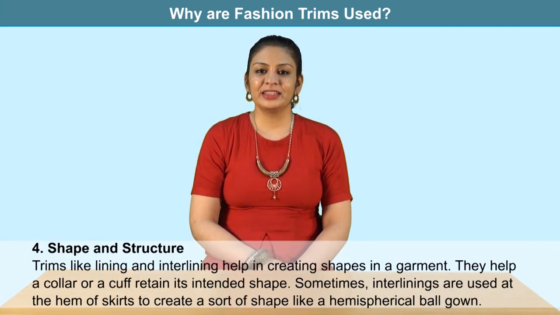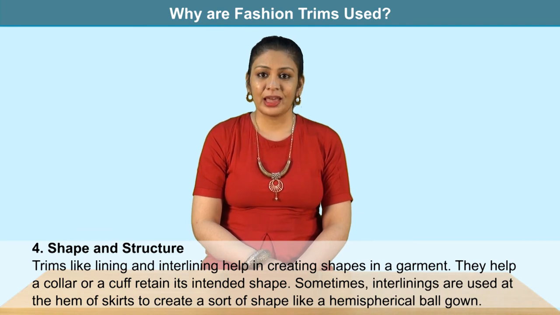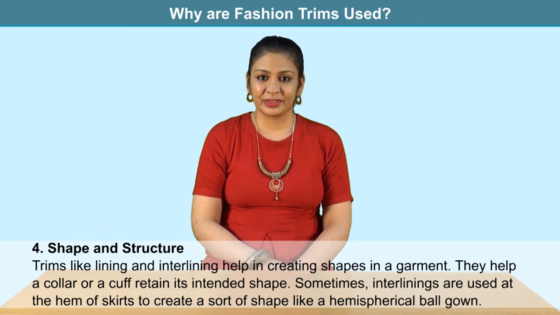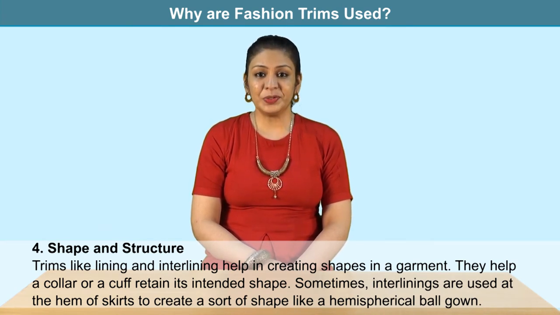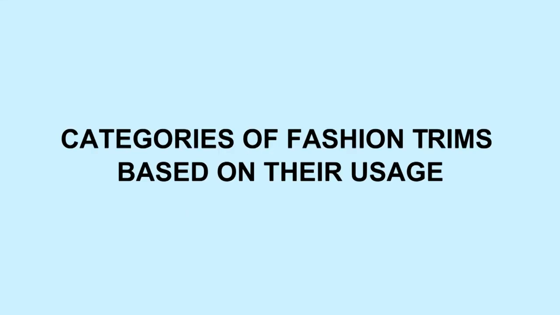Number four, shape and structure. Continuing from point number three, trims like lining and interlining help in creating shapes in a garment. They help a collar or a cuff retain its intended shape. Sometimes, interlinings are used at the hem of skirts to create a hemispherical ball gown sort of a shape. Again, these are used in the lehengas and ghagras that I initially talked about. Linings and interlinings are also used to give shape, structure, and add stability to a suit jacket. Now let us categorize these fashion trims based on their usage.